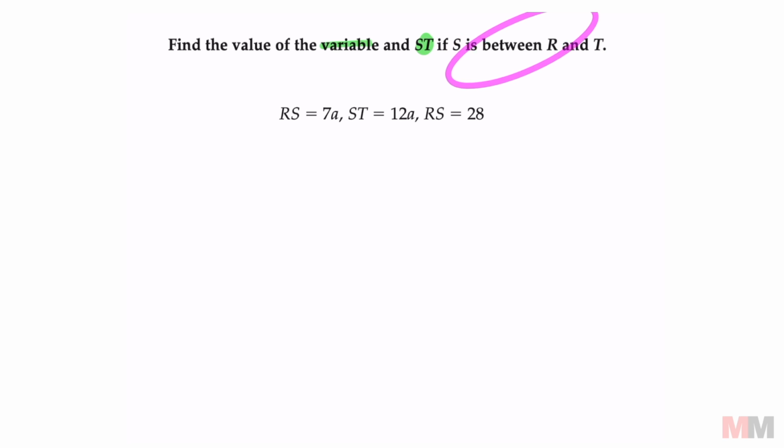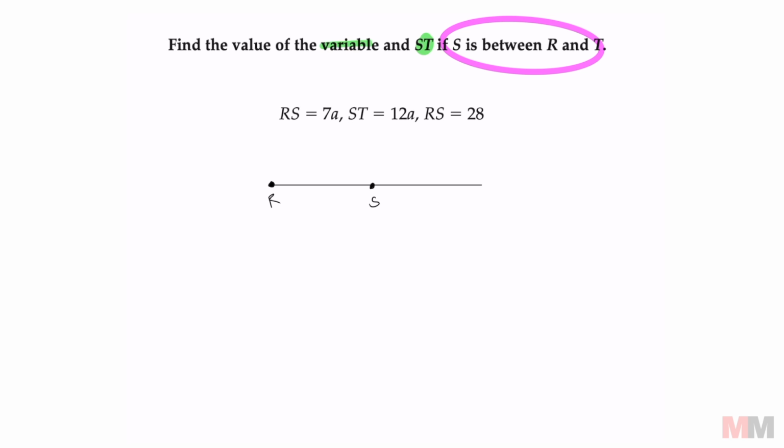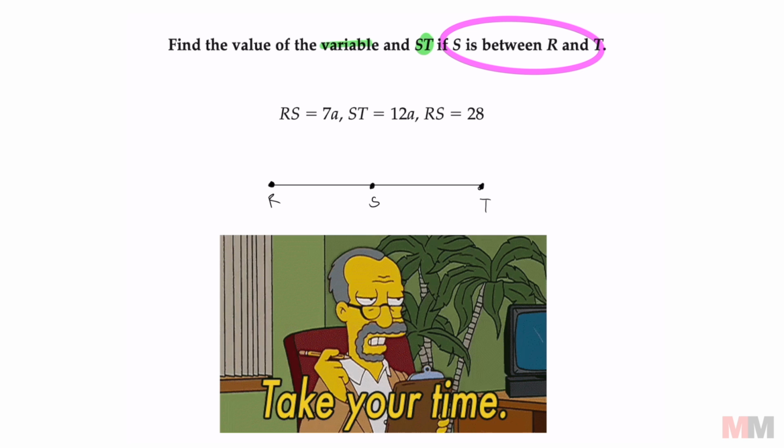S is between R and T. So all of these points are going to lie on the same line, and it is saying that S is between R and T. So we're just going to pop in an S in the middle because between means middle, and we're going to put the endpoints as R and T. So that is just part of the battle.